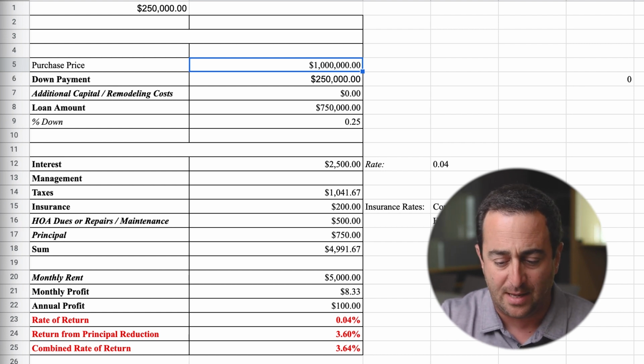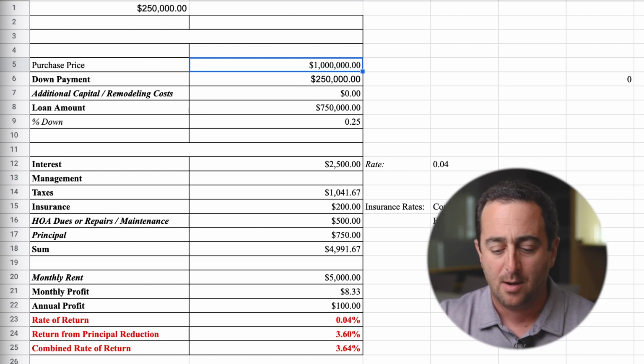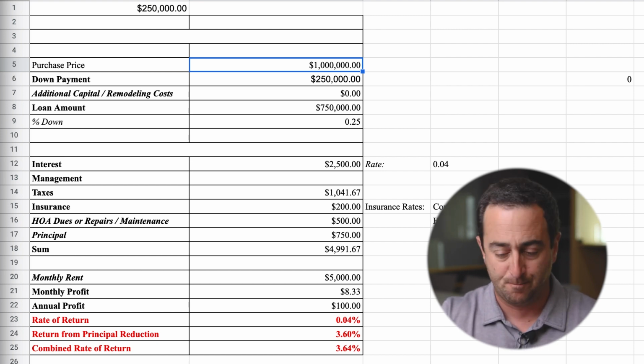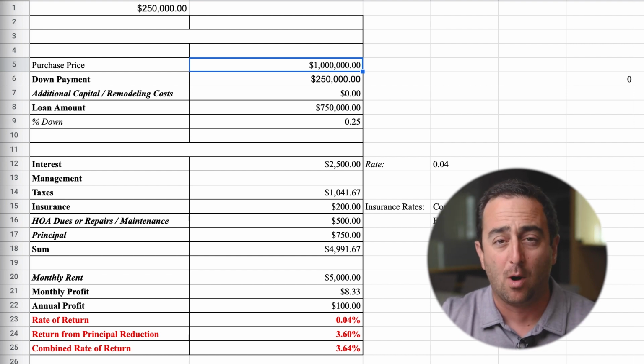On here, you can see that the purchase price is $1 million. Why? It's just a very simple number. It's extraordinarily unlikely that you're going to buy a $1 million rental property. The vast majority of properties I rent and sell to clients are for far less than that. So there we go. Okay, $1 million, the average down payment on a $1 million property is 25% down.